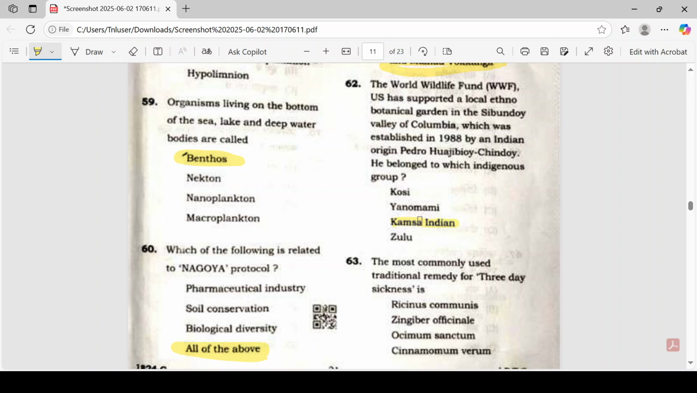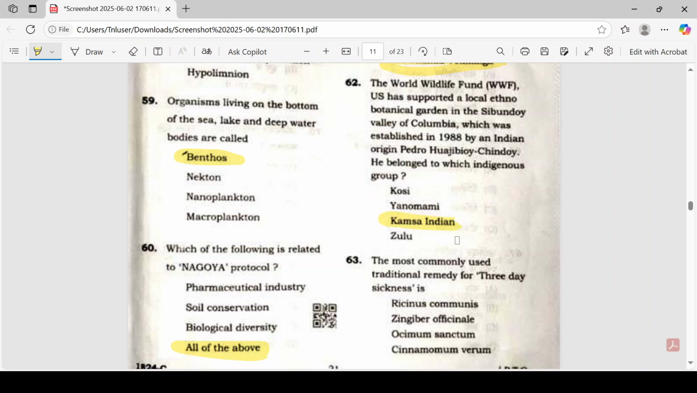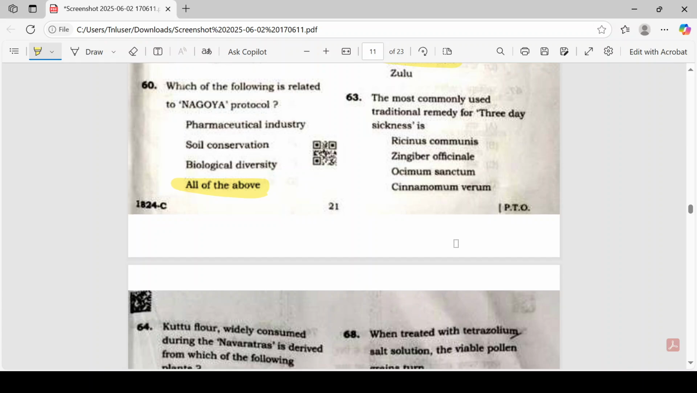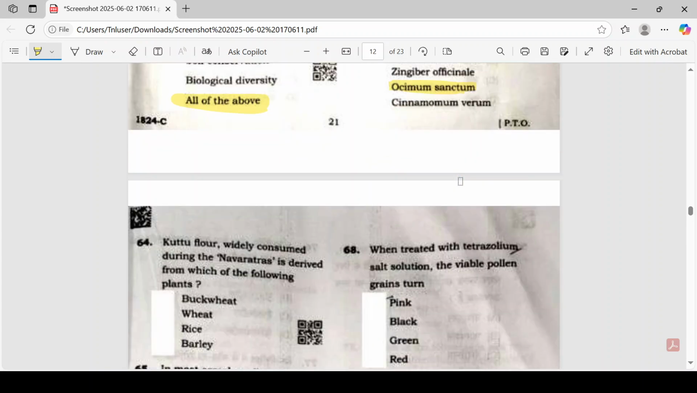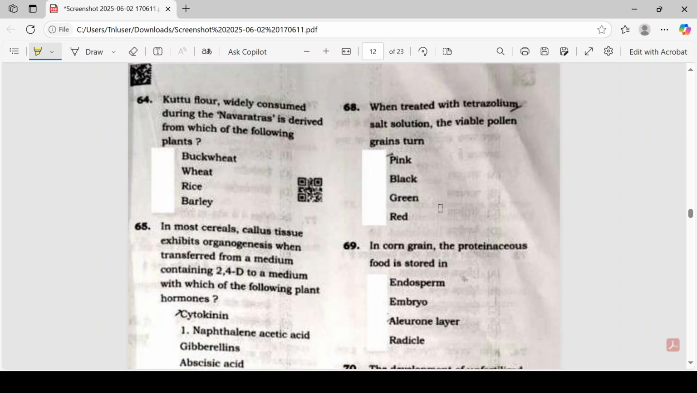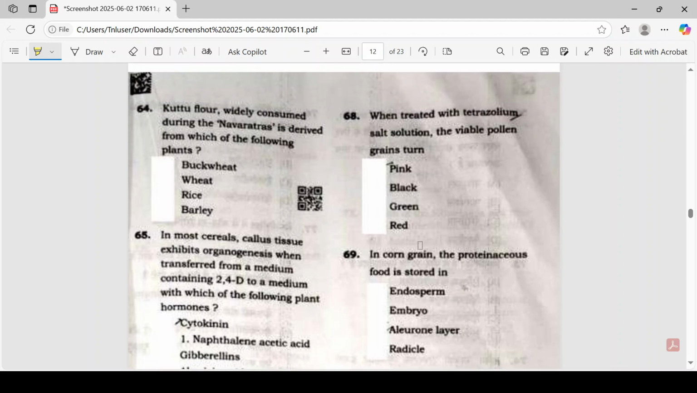The question is from indigenous groups of India, Kamsa Indian. The most commonly used traditional remedy for 3 days sickness. Okay, so your favorite, our favorite, Ocimum sanctum, Tulsi. Okay, now let's proceed further, and let's talk about 64th question. Kuttu flour, widely consumed during the Navratras, is derived from which of the following plants? So yeah, easy question. Buckwheat will be your correct answer. So 64 is A.